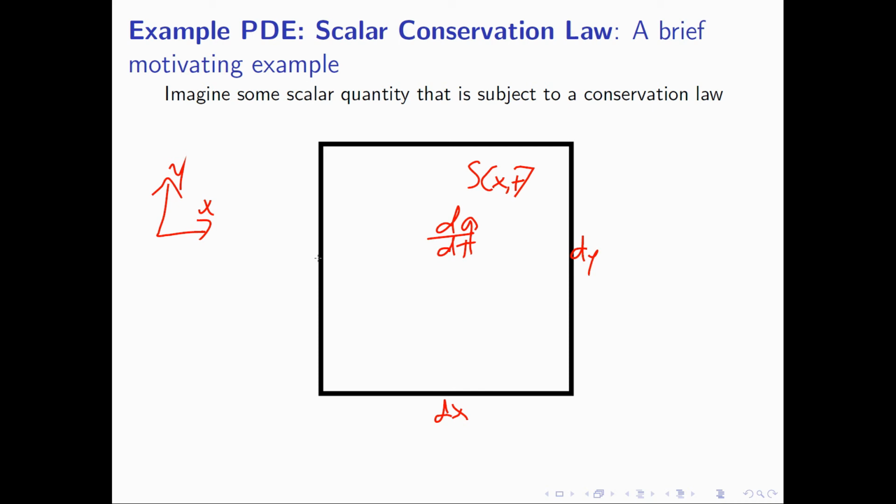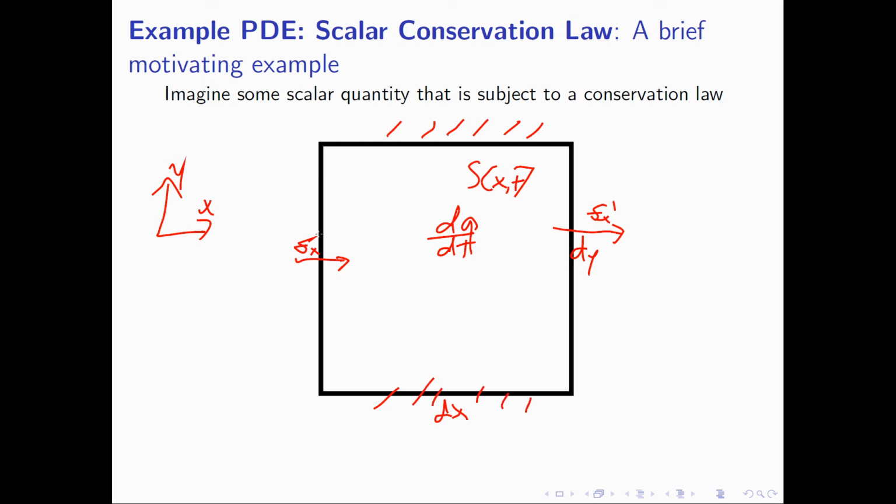Or alternatively, we could have some flux of the conserved quantity into or out of our differential element. So we could imagine that we have some flux along the x direction in, and imagine we have some potentially different flux called f sub x prime out. And let's say, for simplicity's sake, that we don't have any flow along the y direction.